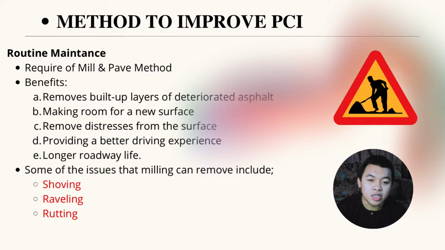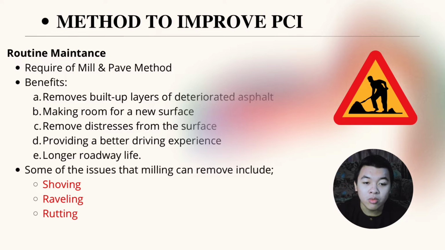From our research, for section 1, section 2, section 4 and section 5, we have chosen the mill and pave method as the maintenance routine that we suggest for these sections, because the result of the study that we obtained is 80% and above in the PCI test. Among the benefits of the mill and pave method is to remove the built-up layer of deteriorated asphalt, making room for a new surface.